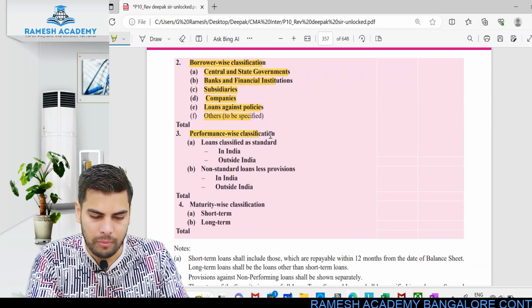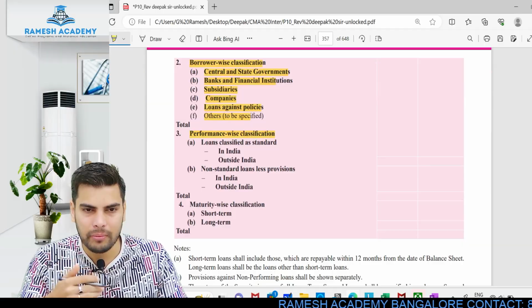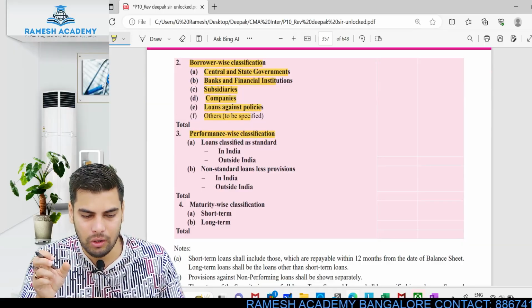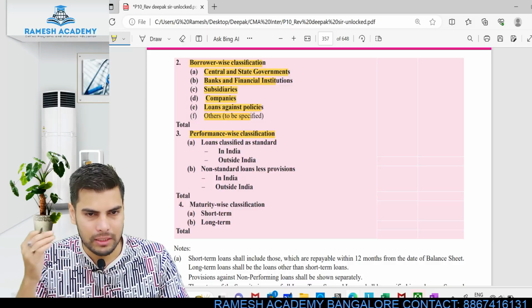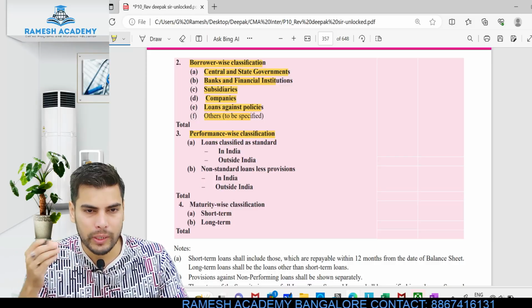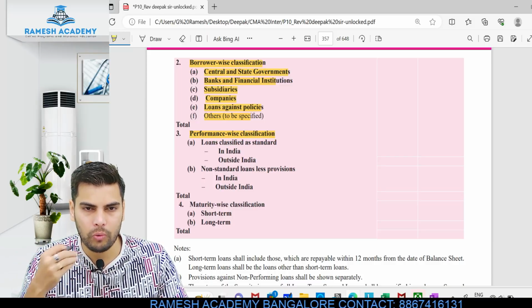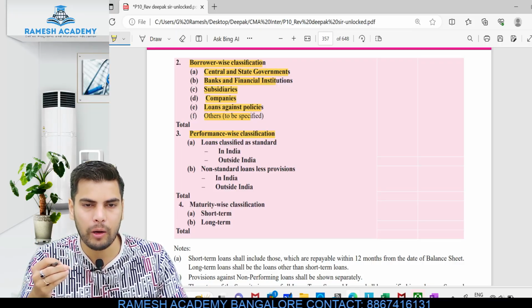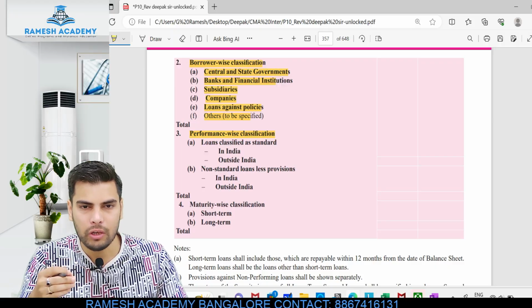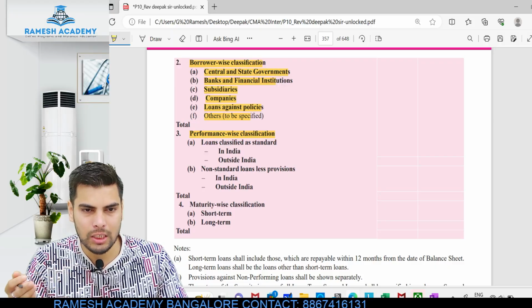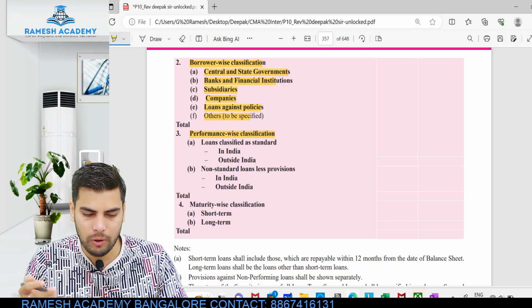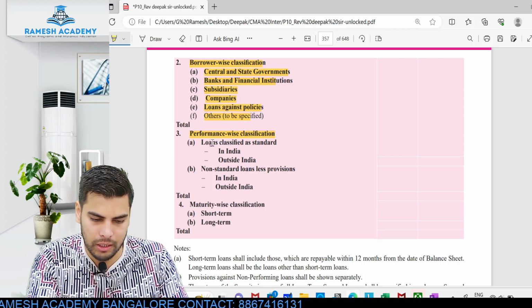Same way, performance wise classification. We have got different bases on which we'll be categorizing the loans. So security wise, secured and unsecured. Then borrower wise, from whom you have borrowed, whether from the banks, whether from the subsidiary company, or against these particular policies. Everything will be shown separately over here.